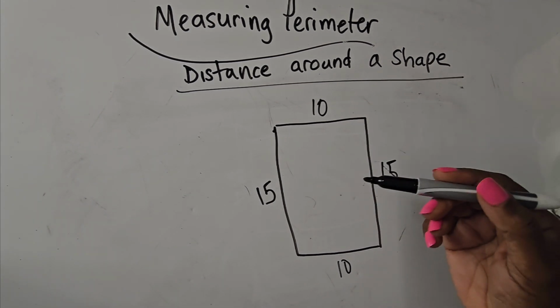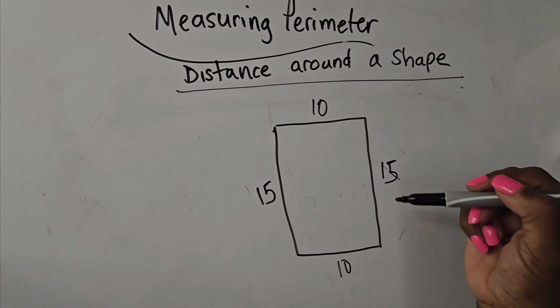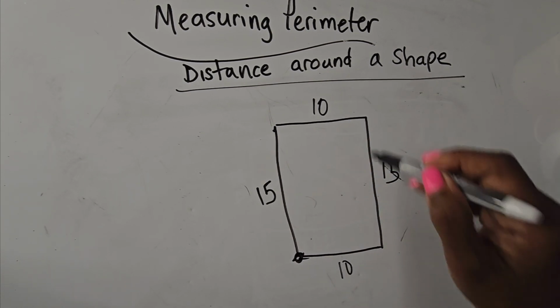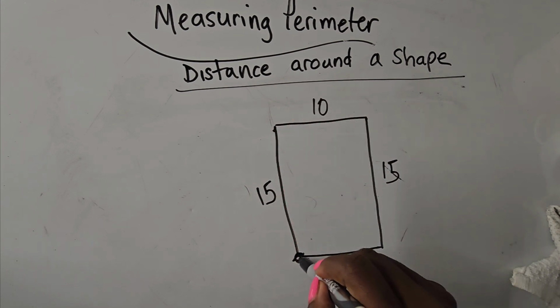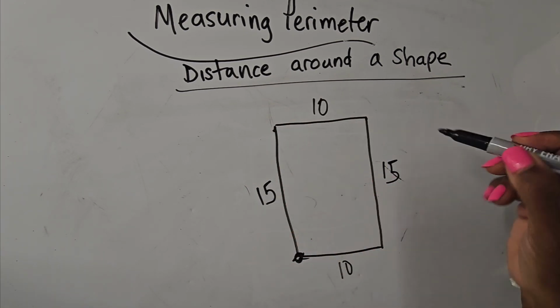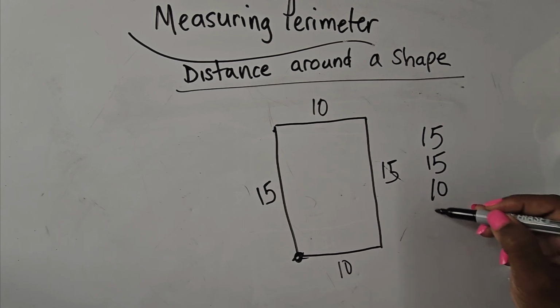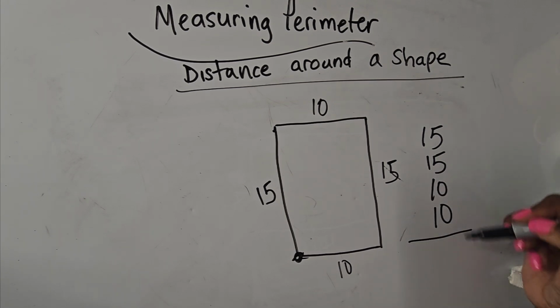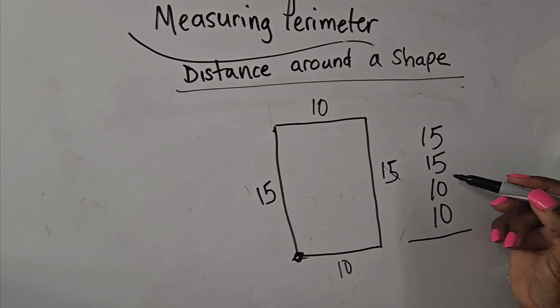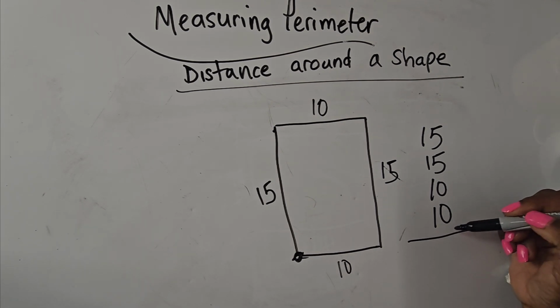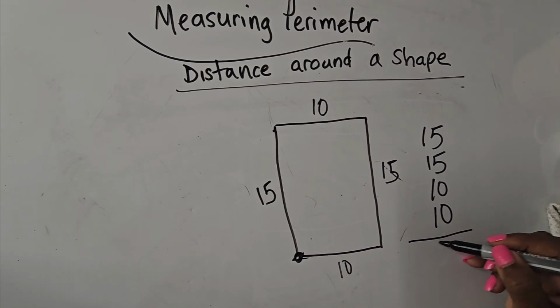So again, I need to find a perimeter. I don't really get caught up with that. I add the numbers. I'm here. I walk this way. I walk that way. I walk there. And I'm back to the beginning. My perimeter is 15 plus 15 plus 10 plus 10. You can add it like that, or you can say 15 and 15 is 30. 10 and 10 is 20. 30 and 20 is 50.